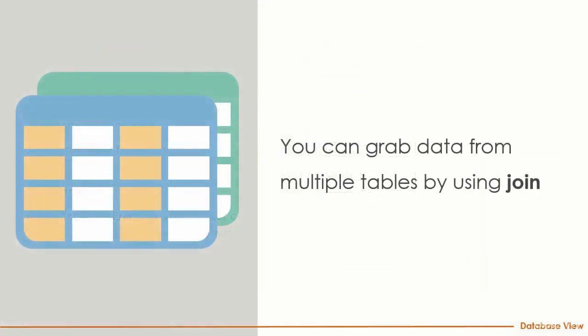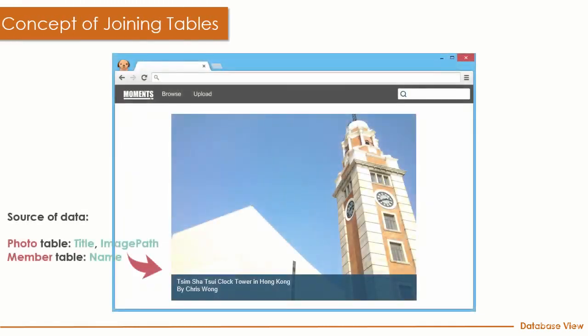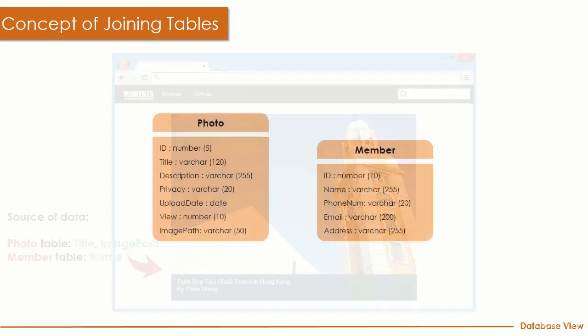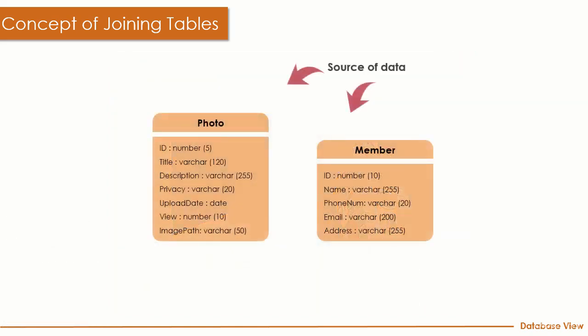But you can also use the view to grab the data from multiple tables using a join. And this is another example of using the view. We're showing the photo. You see we show the title and also the uploader, the name of the member who uploaded the data. In this case, we need two tables. One is the photo and the other is the member, these two source tables.